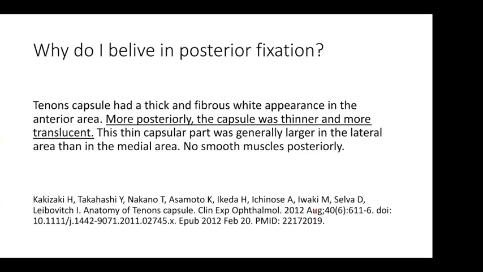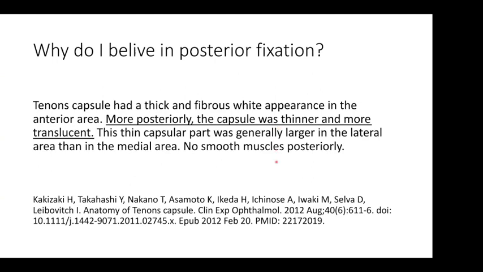Now, why do I believe that posterior fixation is good? Because I found this article, actually, I found this nowadays. Why are the results better? Why did I find better IOP control in my hands? Because more posterior Tenon's is very interesting, thinner and more translucent.